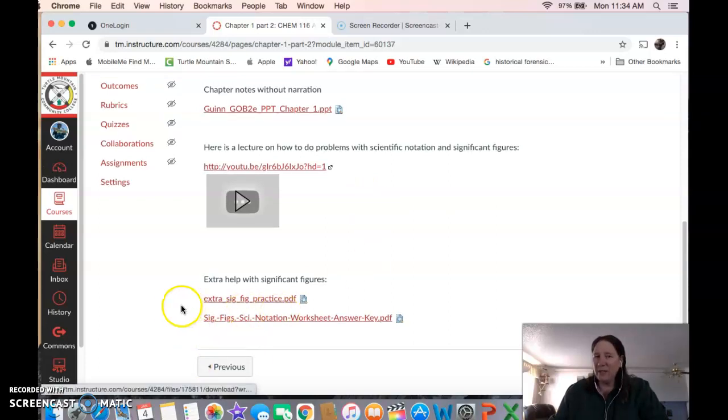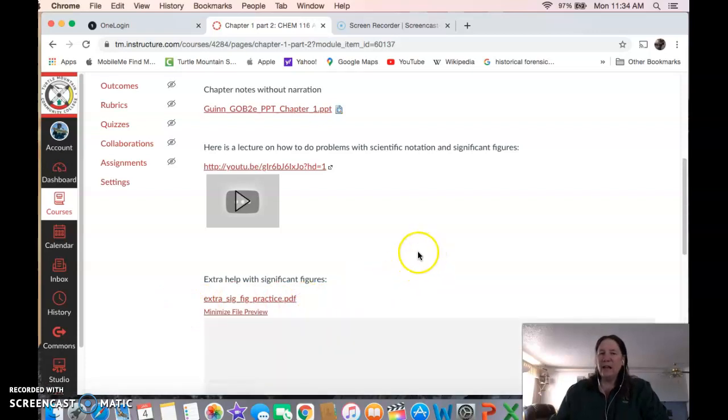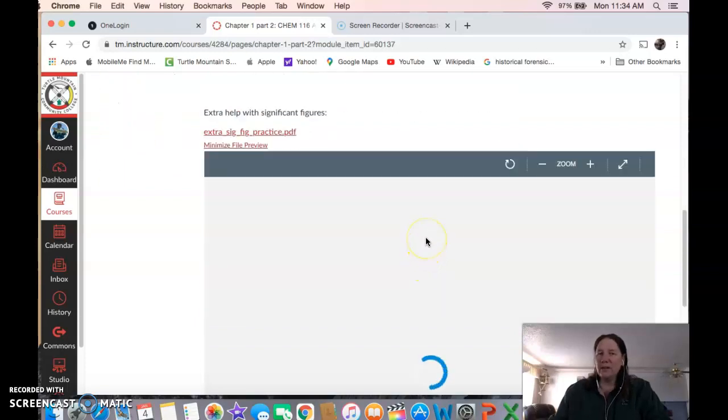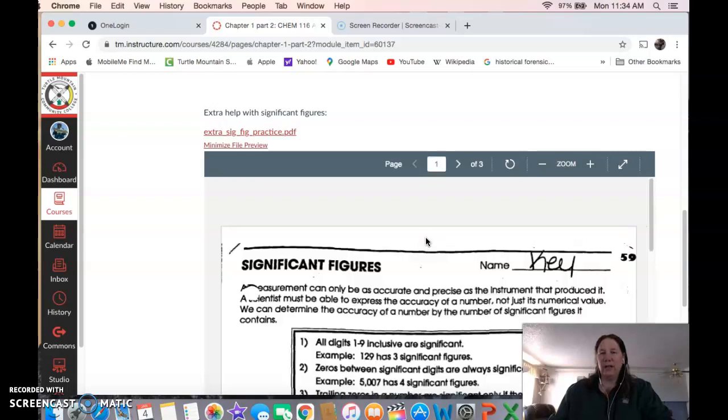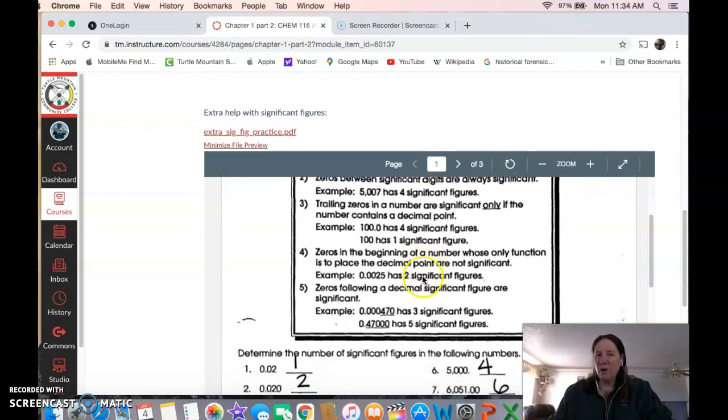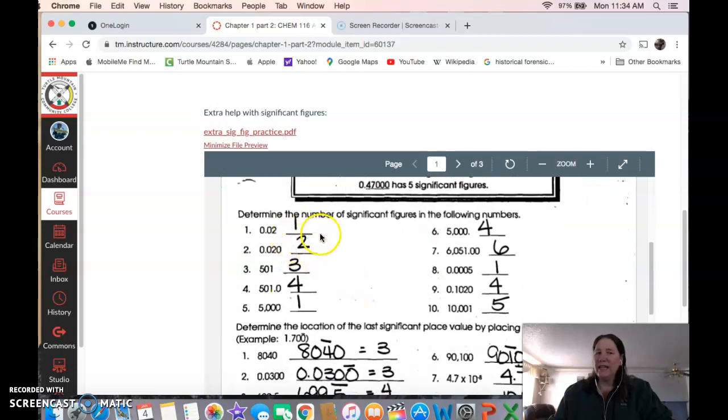I also have down here, if you click on these, extra practice for you, okay? There'll be some sort of worksheet, and the answers will be there as well. Like on this one, significant figures, it reviews what significant figures are, and here's some practice. What you can do is write these down on a scratch piece of paper, figure out what you think the number of significant figures is, and then go back and double check.